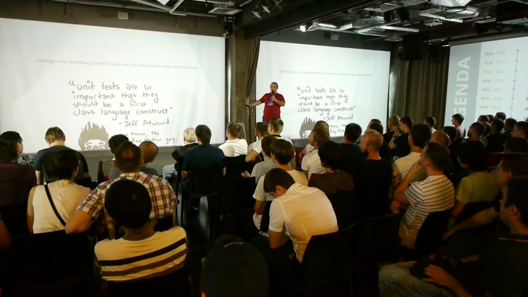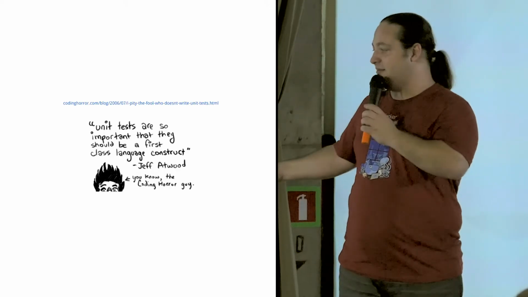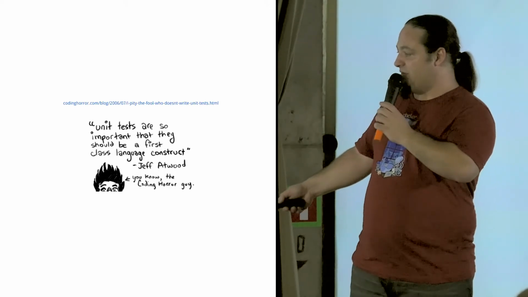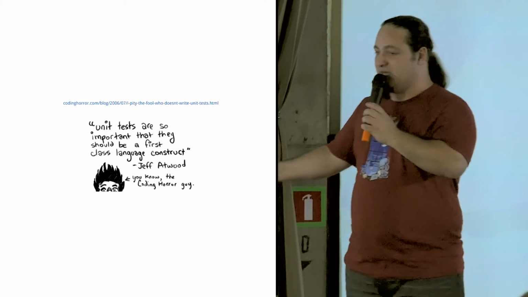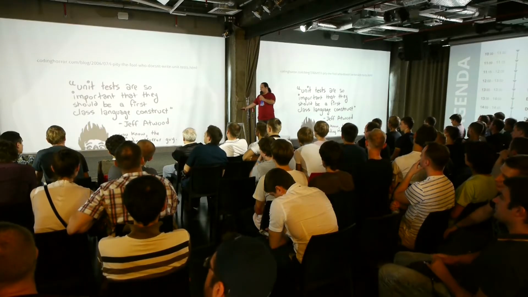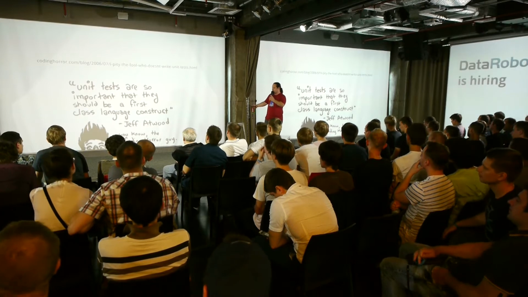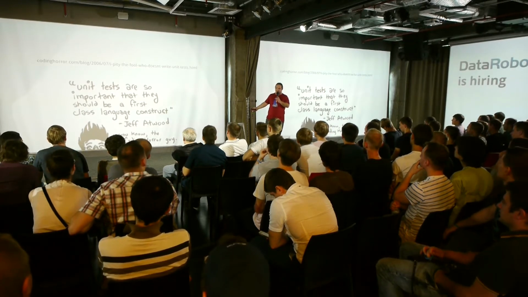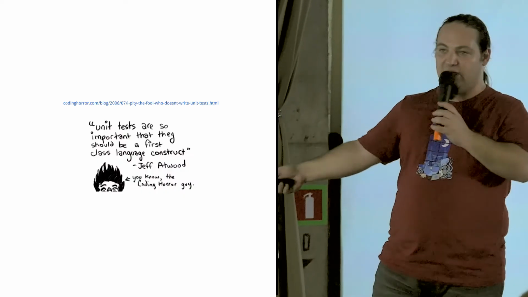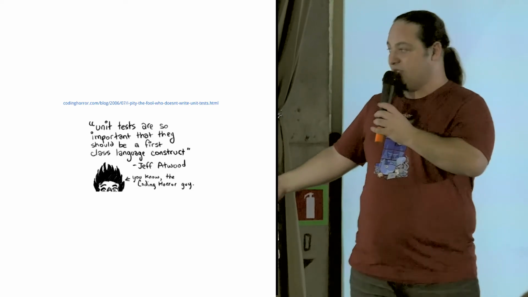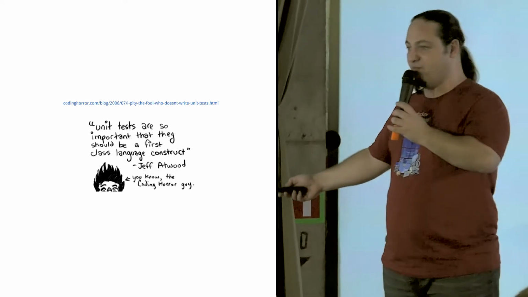So let's just say they're important, and this guy, Jeff Atwood, is one of the guys who wrote Stack Overflow, so you should probably know him. And it says this is so important that it should be a first-class citizen, like if or a for loop in a language. You should have unit tests. This is how important this is.